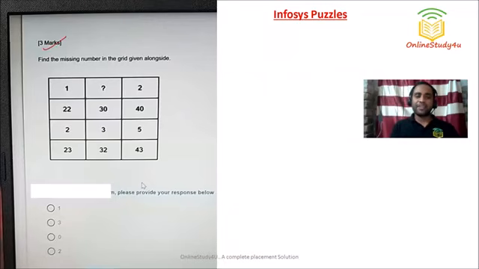Okay. Find the missing number in the grid alongside. Okay, so friends, you see this is 22, right? And this is 23. So 22 plus 2 minus 1, the remaining numbers we are subtracting.